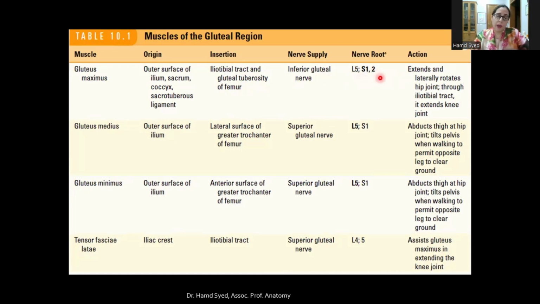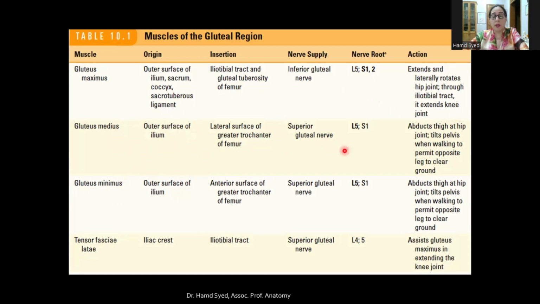The action of gluteus maximus is that it extends the thigh at the hip joint. This is the most powerful extensor of the thigh at the hip joint. Remember that. It also laterally rotates the hip joint. Plus, it is inserted into the iliotibial tract, which eventually attaches to the lateral condyle of the tibia. So through this insertion, it also extends the knee joint. That's an additional action of the gluteus maximus. Now the gluteus medius and minimus muscles both have their origin from the outer surface of the ilium, and they're both inserted into the greater trochanter of the femur.